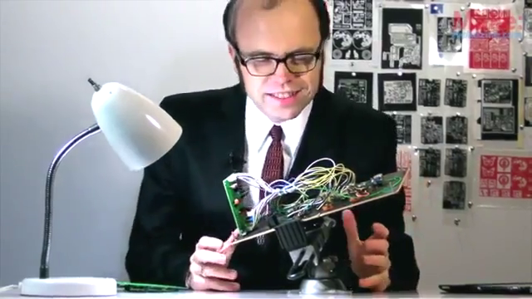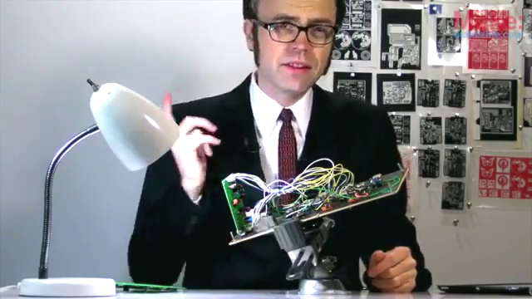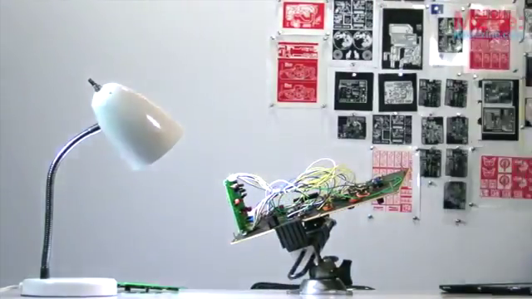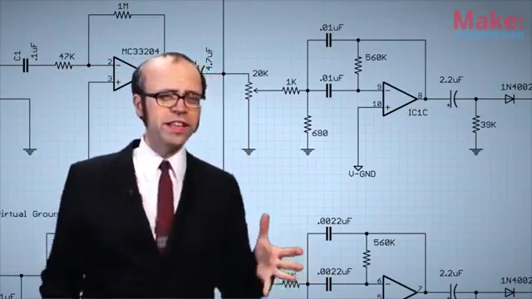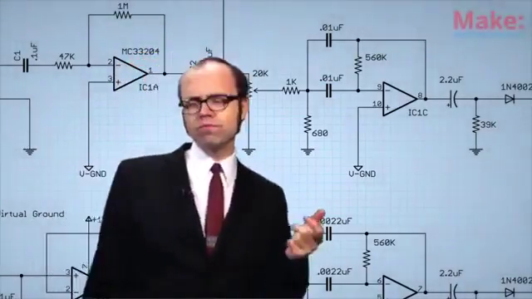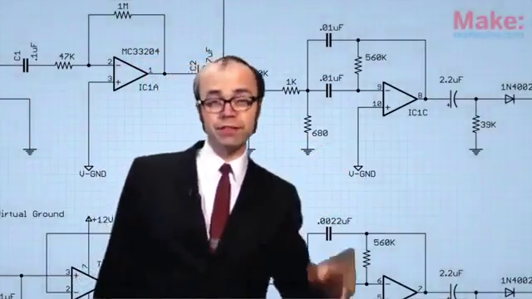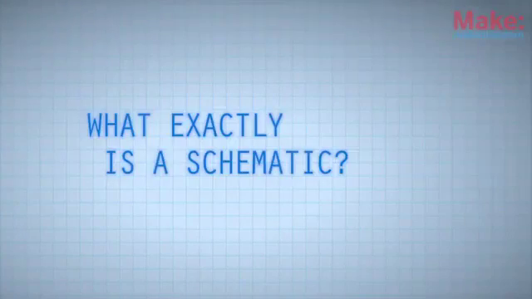One of the first things that tends to freak people out about learning electronics is this. A schematic. Understandably, this can look pretty intimidating to those unfamiliar. So let's start by clarifying a few things. A schematic is a simplified representation of an electronic circuit designed to be easily read and understood.